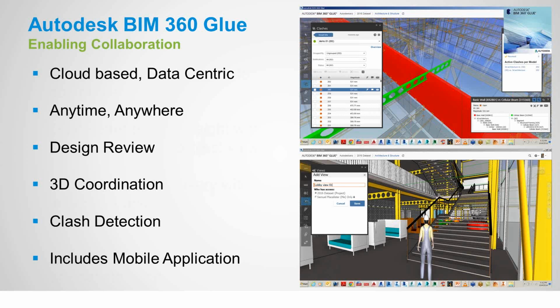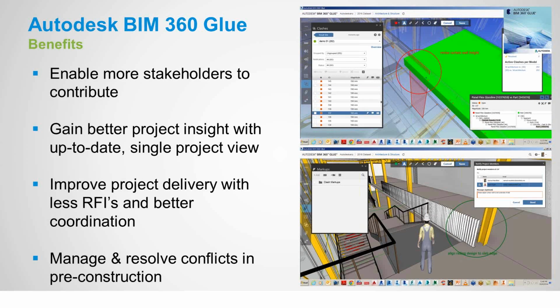So the great thing, more stakeholders are going to be able to get online and access the model and contribute. It's going to give everybody better project insight with up-to-date single project views. So instead of having to download the models and have them saved on a network or on someone's computer and then uploading and re-downloading, it's all in the one location. So everybody can get the latest activity feed from that one model. And this is going to improve project delivery with less requests for information, and it's going to be much better for coordination. So again, we're resolving conflicts prior to getting out on site. We're doing this in the virtual world before going out on site and having to deal with expensive problems.